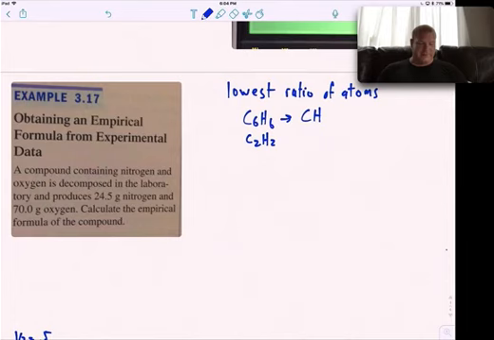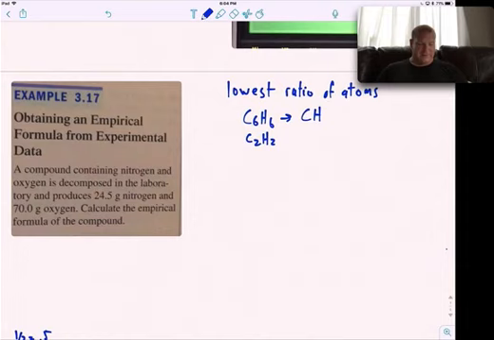A compound containing nitrogen and oxygen is found to produce 24.5 grams nitrogen and 70 grams of oxygen. Calculate the empirical formula of the compound.